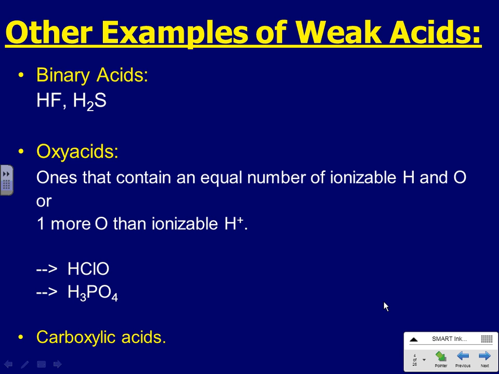So HClO, that's a weak acid. H3PO4, that is a weak acid as well. There's not double the number of O's. And then down here it says carboxylic acids. Carboxylic acids are what we call organic acids. Acetic acid is actually an example of an organic acid, and don't worry so much about that. If I had taught you the organic chemistry unit first, you'd know exactly what that is. You don't have to worry about that right now. All right?